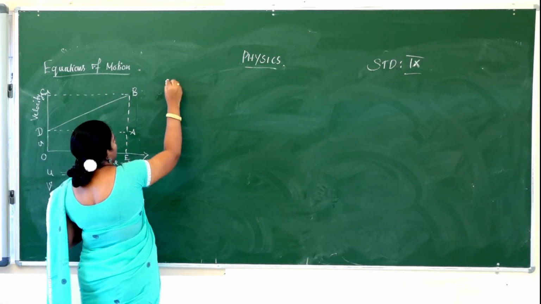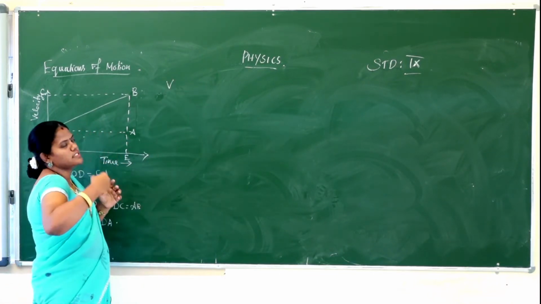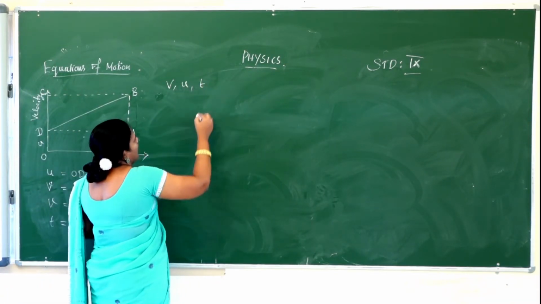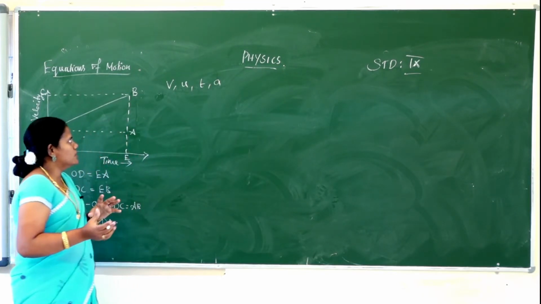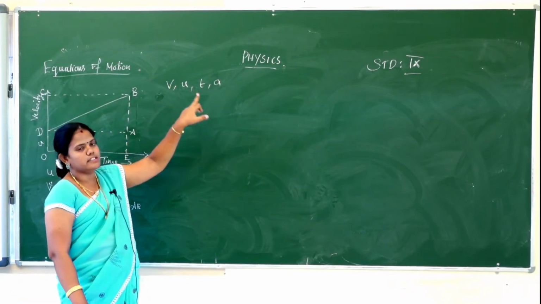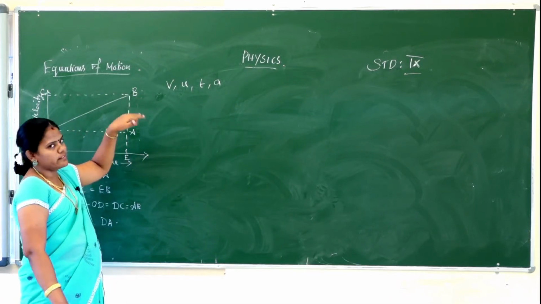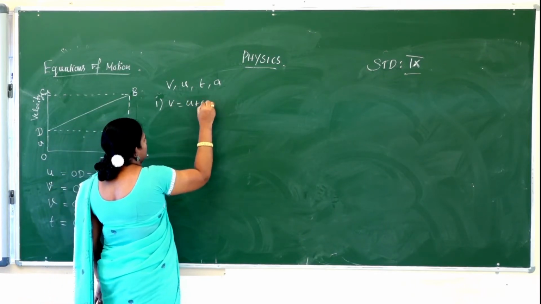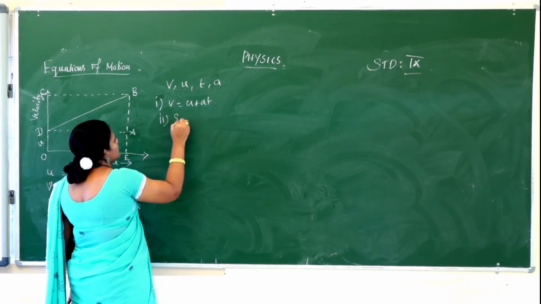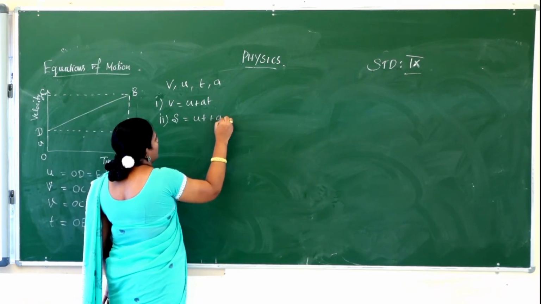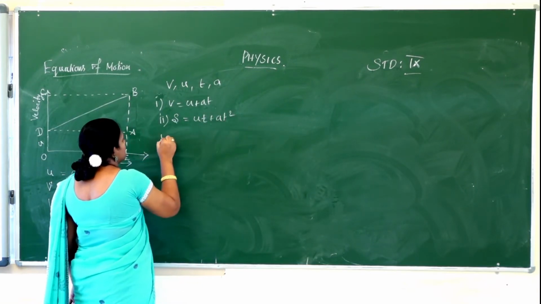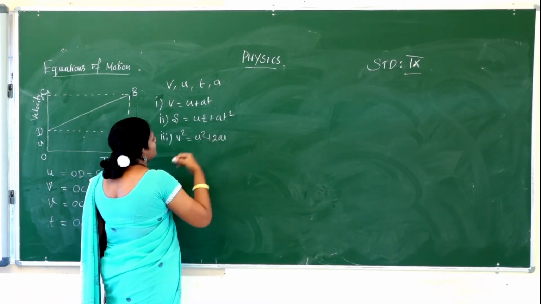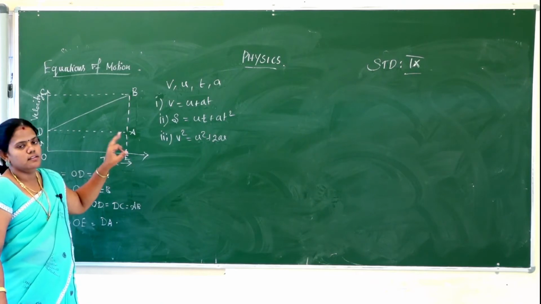They are based on initial velocity, final velocity, time and acceleration. Using these, Newton created the three equations. The first equation is v is equal to u plus at, the second equation is distance s is equal to ut plus half at square, and the third equation is v square is equal to u square plus 2as. These three equations were given by Newton.